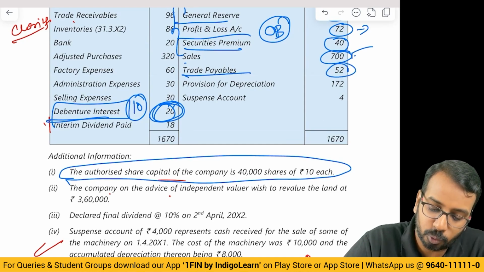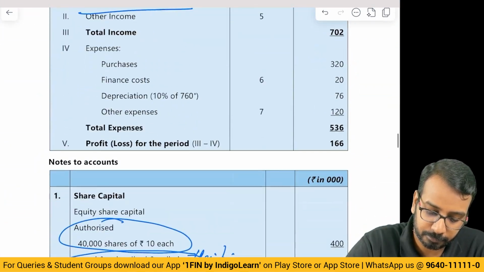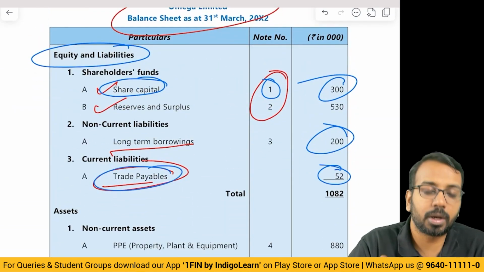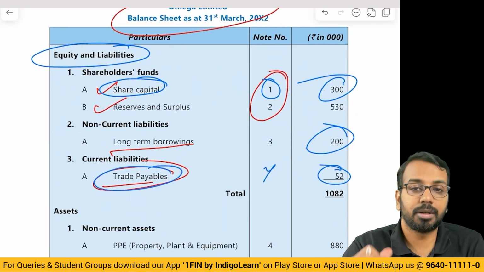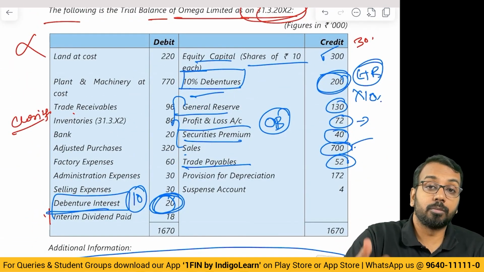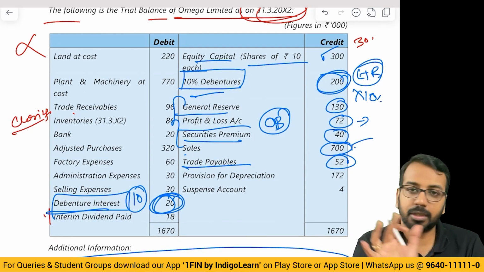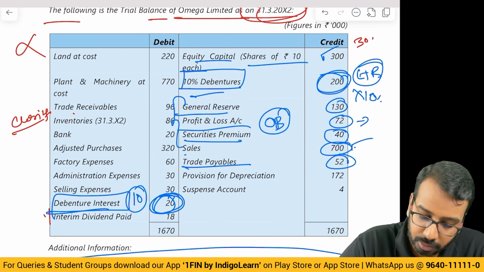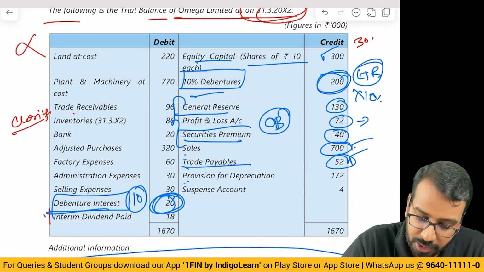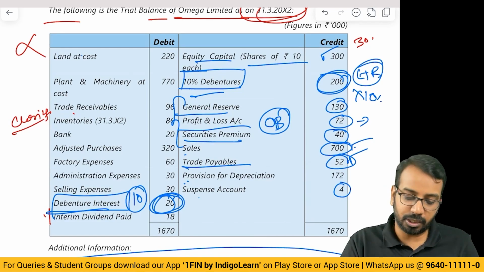Trade payables 52, current liabilities, no need of a separate schedule. If there are more than one, things that you need to present, then you may prepare a schedule and do it. Provision for depreciation is related to fixed asset. We will come to it separately. So this is done. Suspense account, we need to prepare a working note for this. Okay. So this is the part done.